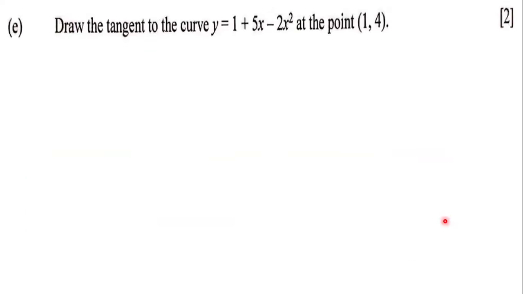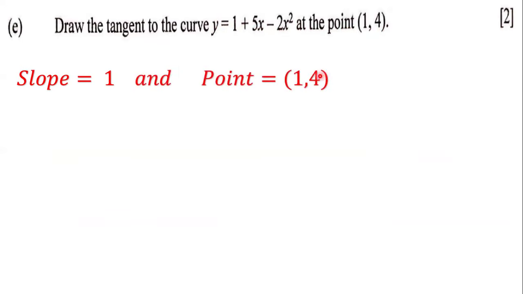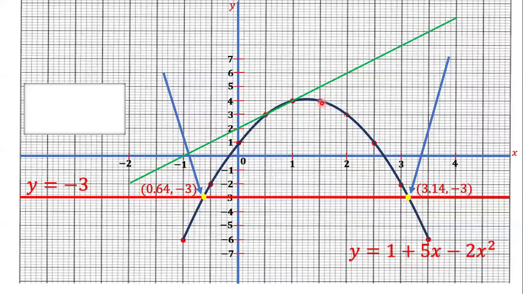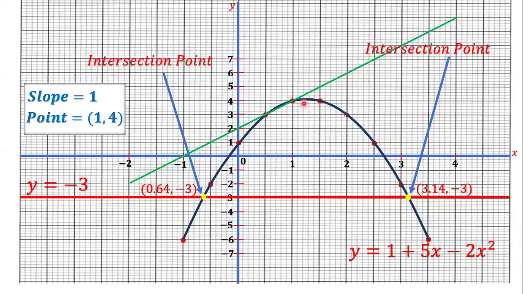Okay, that's great. Next, we need to draw the tangent to the curve y is equal to 1 plus 5x minus 2x squared at the point 1, 4. Now, the good thing is we have two things. We have the slope, which is 1, and we have a point, which is 1, 4. And if you have a point and a slope, you could graph a line. And so let's graph this tangent line. Again, remember, we have the slope and we have a point. So what's the point? The point is 1, 4. Where's 1, 4? This is 1, 4. So this is the point right there, that's on this line.